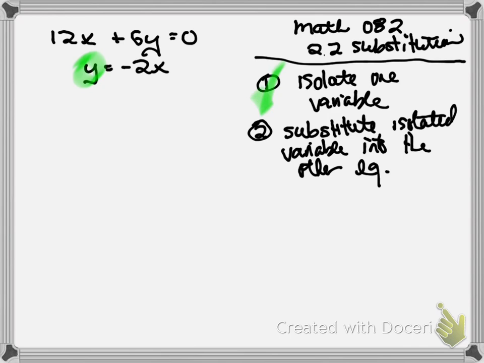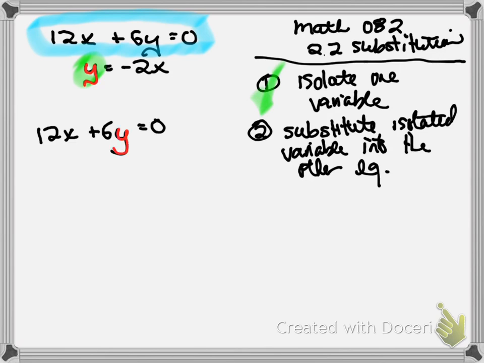Okay, so the other equation is the one we haven't really looked at yet. In this problem, our other equation is this first one. So we have 12x plus 6y equals 0. And so what we're going to do is, anytime I see a y in this equation, I'm not going to write y anymore. I'm going to use the substitution property of equality. Since y equals negative 2x, wherever I see y, instead of writing that, I can write negative 2x. So that's exactly what I'm going to do.